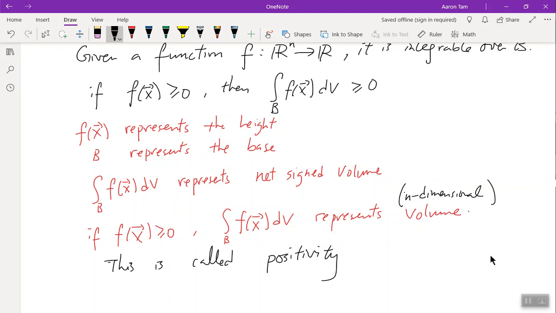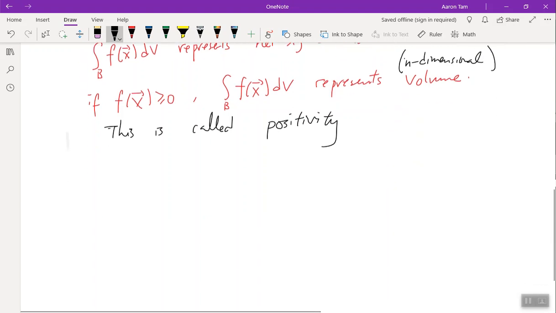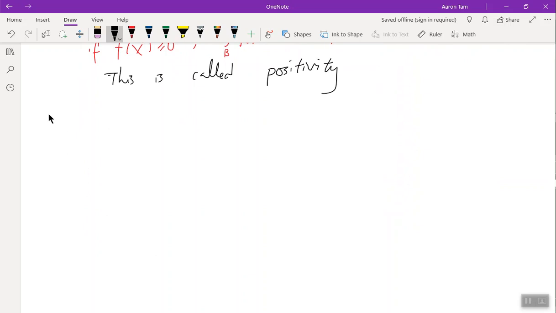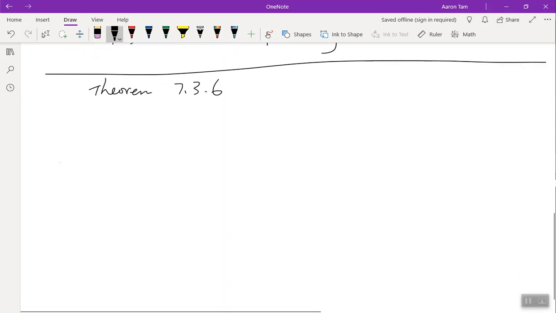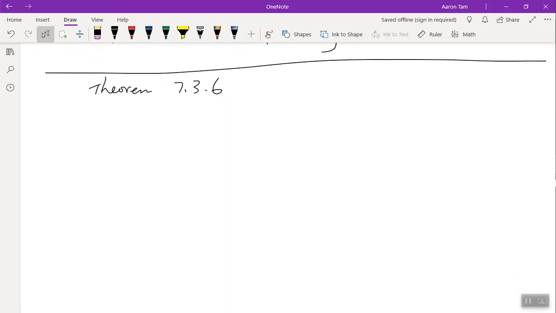All right, and now move on to our last theorem. So the last theorem is theorem 7.3.6. Yes, we're skipping all the ones in between, because some of the ones in between are just leading up to some of these other theorems. So what does this theorem state? Well, this theorem states the following, which is pretty much equivalent to something that you learned in basic calculus.